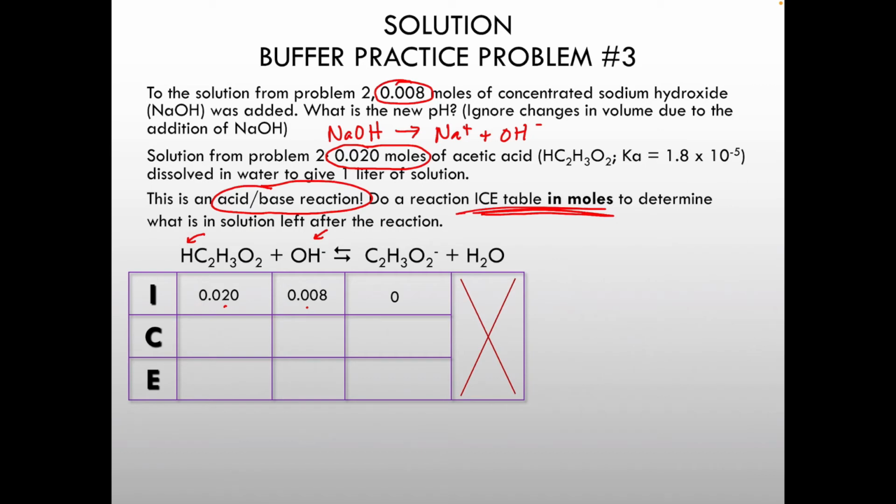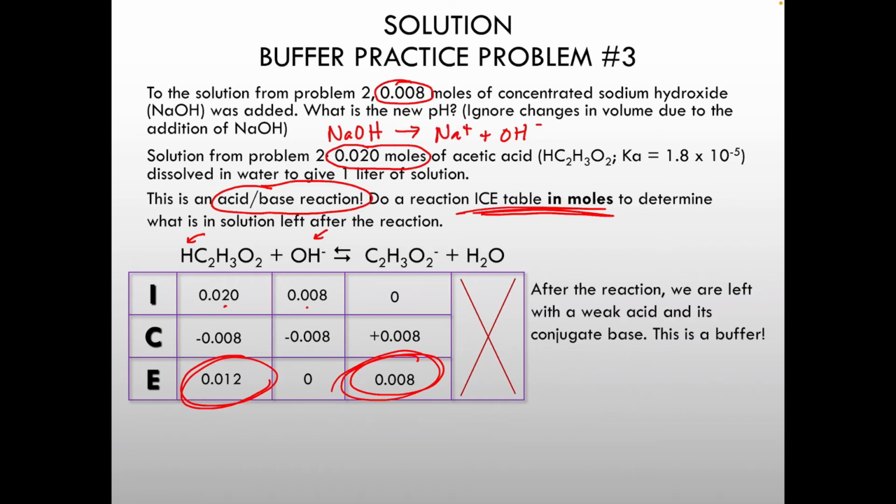Remember that this is going to react completely, so we're going to subtract all of that. So we're going to go minus 0.008, and then we're going to add it to the other side. And when we do that, we can add it straight down. We'll have leftover weak acid. We'll have no more strong base, but we now have conjugate base. So look, we have weak acid, we have conjugate base. That means we have a buffer. So by adding strong base to our weak acid, we converted some of the weak acid into conjugate base, and now we made a buffer.